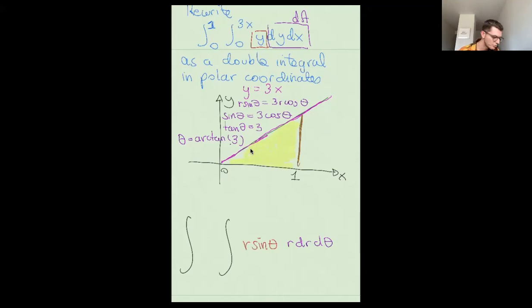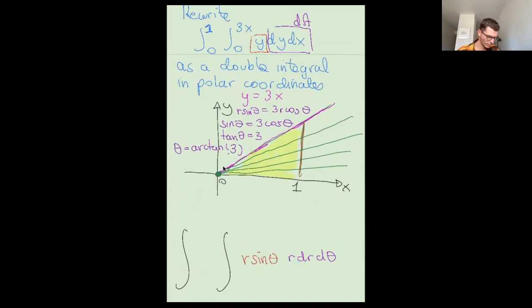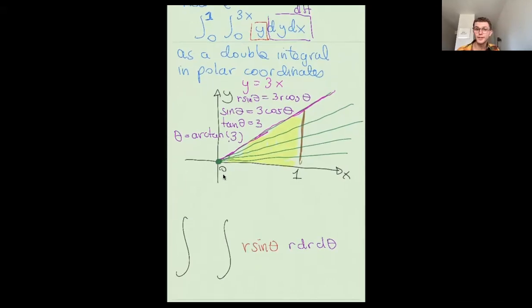So now what you have to do is, again, draw these radial segments or radial arrows, and check where these arrows first hit the yellow region. They'll start at the origin because the vertex of the triangle is at the origin. So here you can put r equals 0 as the lower bound.